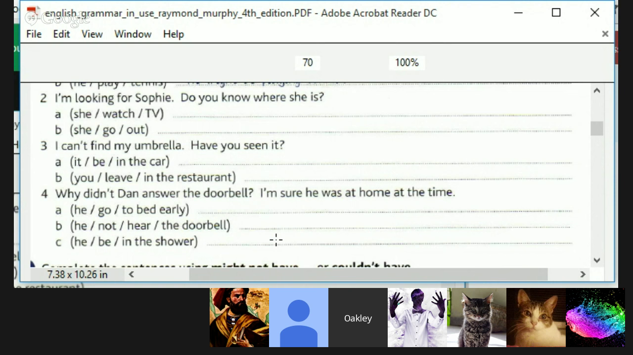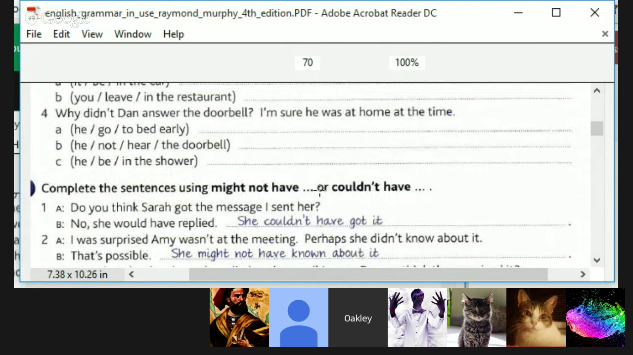Okay. Notice when I throw in that extra adverb, still: he might still be in the shower. Notice the placement. Exactly the same spot where the not goes. All right. He might still be in the shower. Okay, I got it. Thank you.